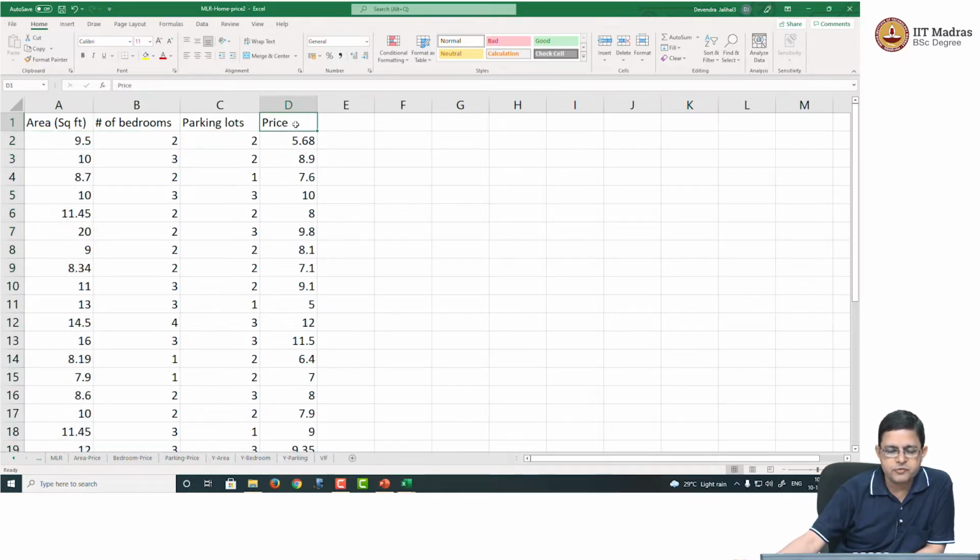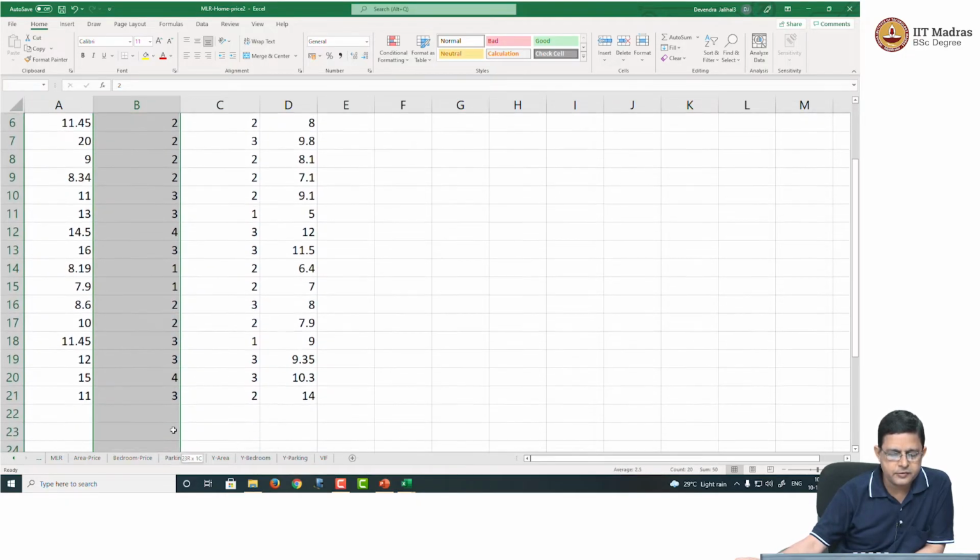Then the number of bedrooms. I am thinking that the prices will go up if I provide more bedrooms in the apartment. Some apartments have 2 bedrooms, 3 bedrooms, some apartments only have 1 bedroom, some apartments have 4 bedrooms. So I am hypothesizing that the number of bedrooms may impact the prices.